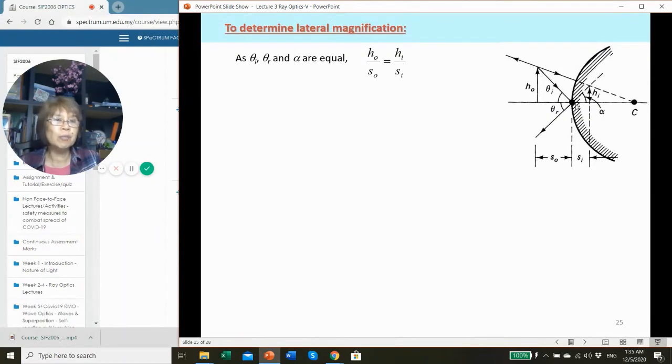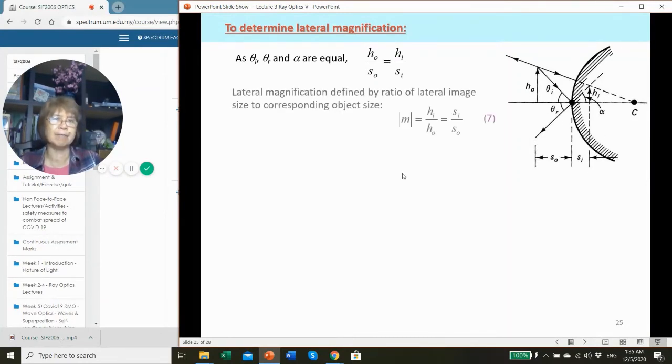Okay. So from this diagram here, this will be the object distance, this is the image distance. So h0, if you look at this triangle, we have this angle equal to this angle, so therefore this angle is actually equal to this angle. So we actually have similar triangles here, the right angle triangles. So h0 over s0 will be equal to hi over si. So lateral magnification basically is the ratio of the image height to the object height. So we have then hi over h0 would then be equal to si over s0.